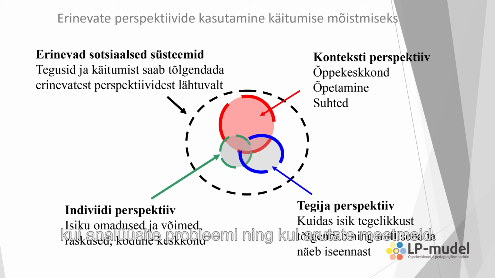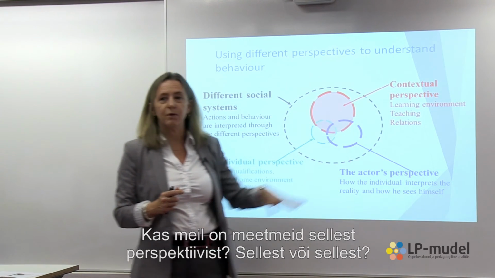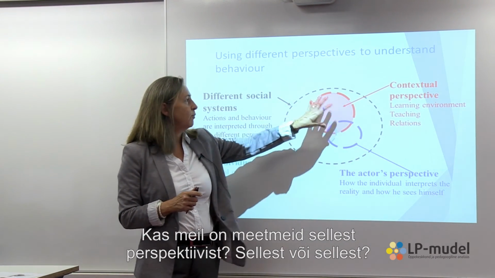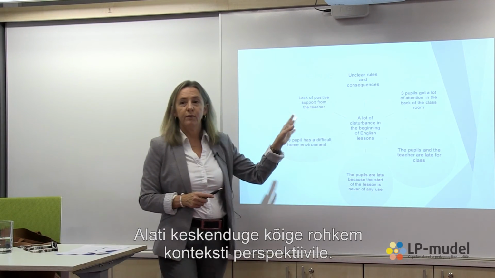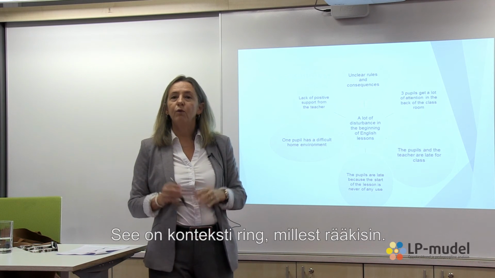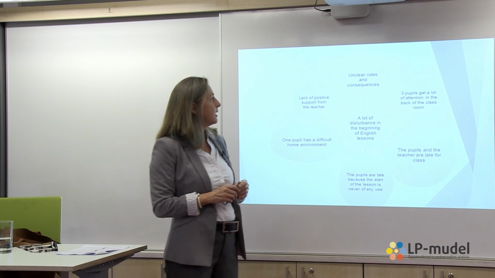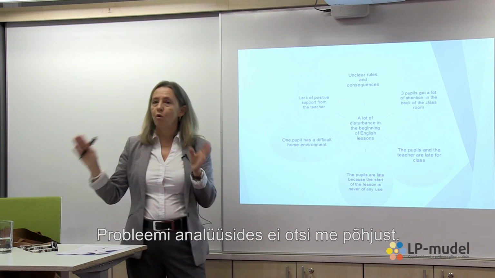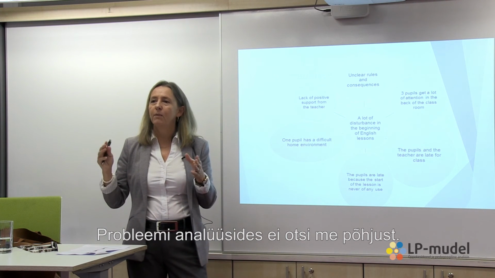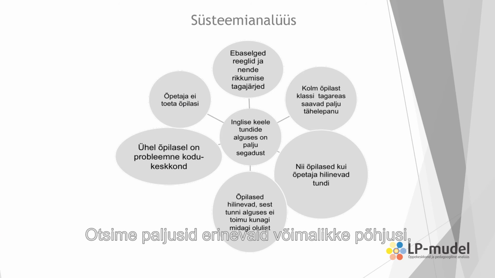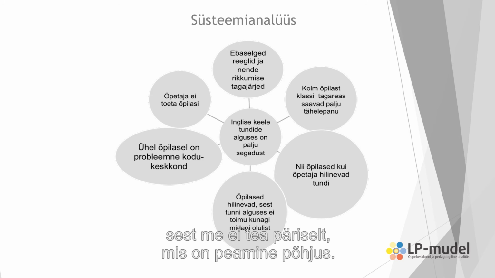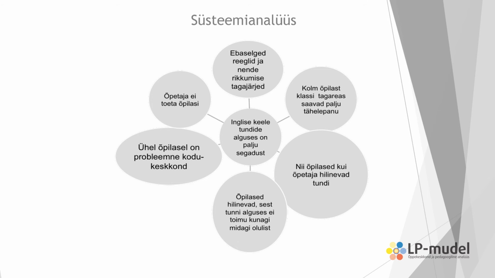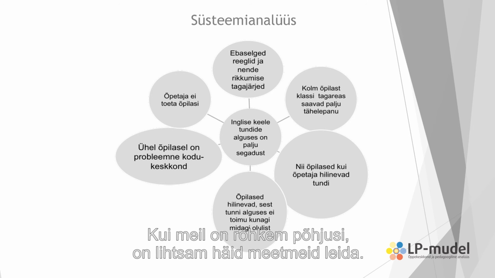Do we have measures from this perspective, from this, or from this perspective? And always have most focus on the contextual perspective. This is the context circle that I was talking about. When you analyze a challenge, you don't look for the cause. We look for many possible causes, because we don't really know if this is the most important cause. So if we have more causes, then it's easier to find good measures, I think.